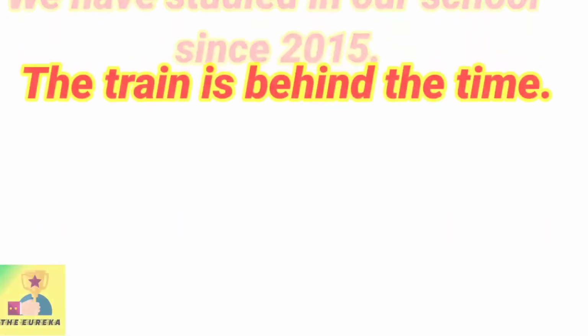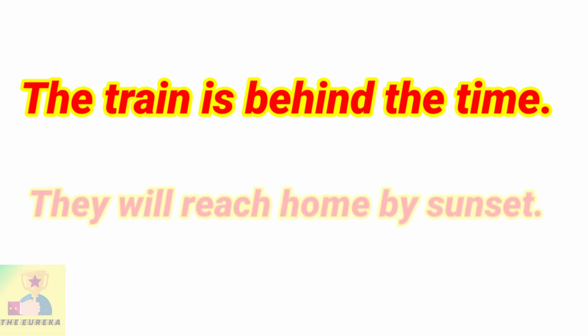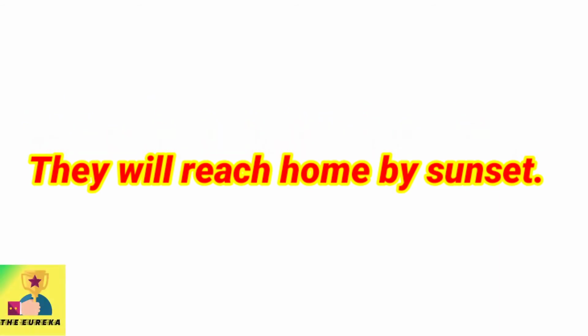The train is behind the time. Behind the time means late. That is to say, the train is late. They will reach home by sunset. By sunset shows before sunset, that the action will be completed by the given point of time, by sunset.